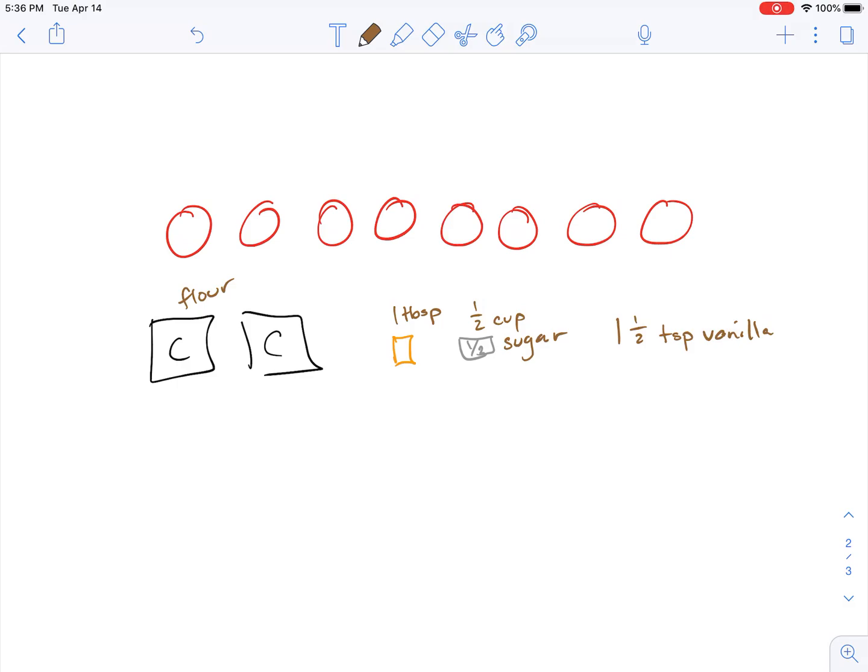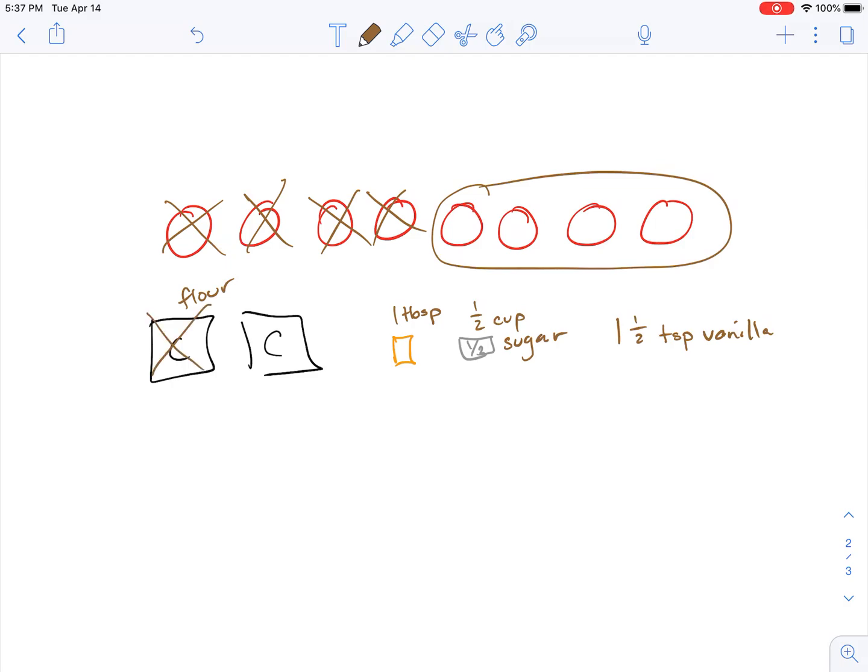Well, what can I do with the apples? This is kind of easy. Here's my 8 apples. I could cross out half of them: 1, 2, 3, 4. How many do I have left? I only need 4 of these. My cups of flour are easy too. What do I do to cut that in half? I take away half of them, which is 1, and I am left with 1.